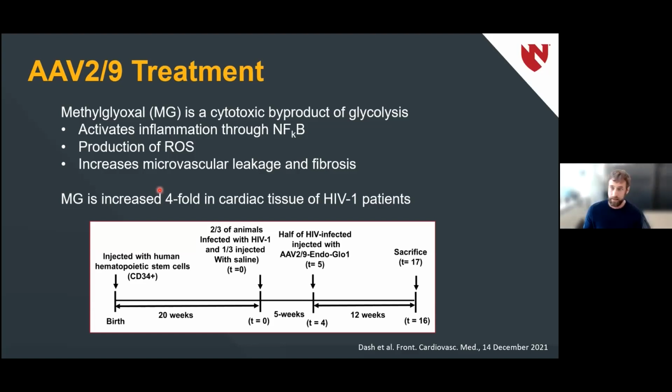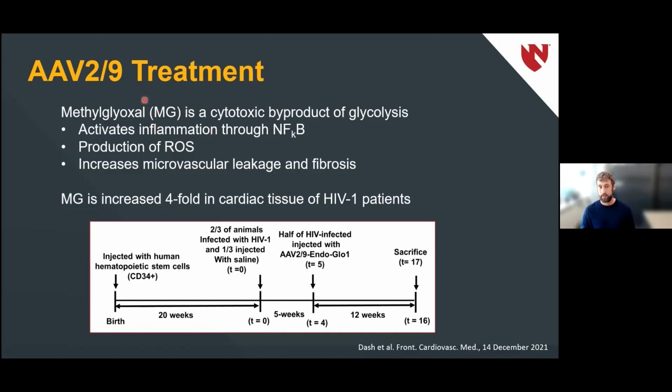So our next step was to investigate the mechanisms of why this is occurring. Now that we've shown that we can develop a model that mimics the cardiovascular phenotype in humans, we can focus on pathways and potential treatments for HIV-1 infection and cardiac dysfunction.